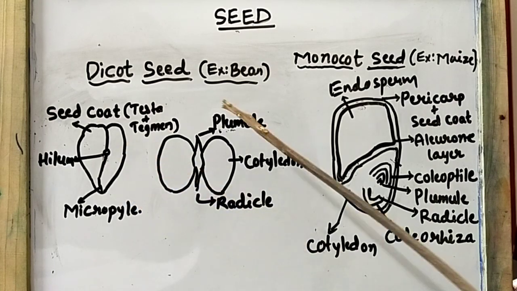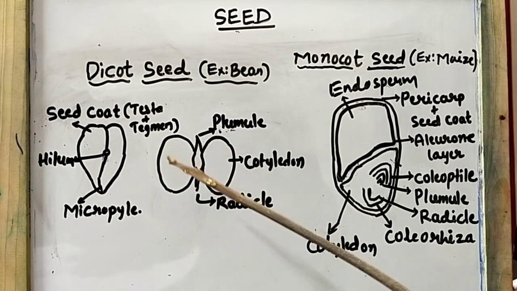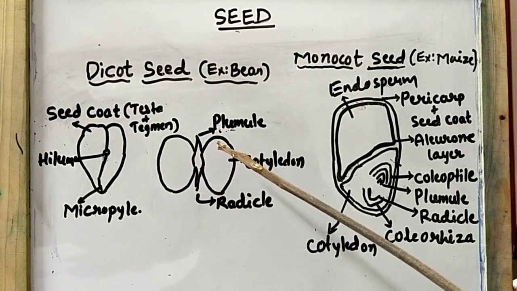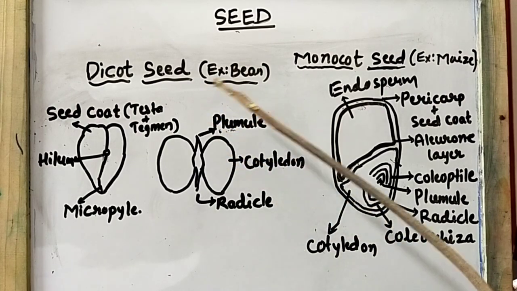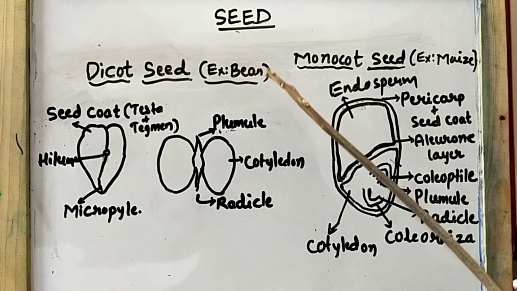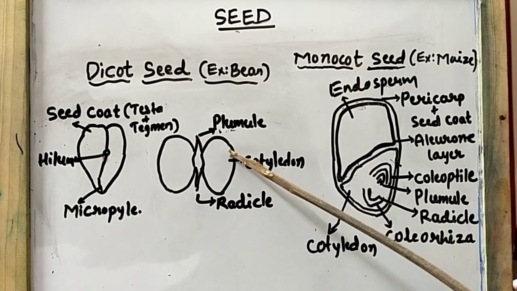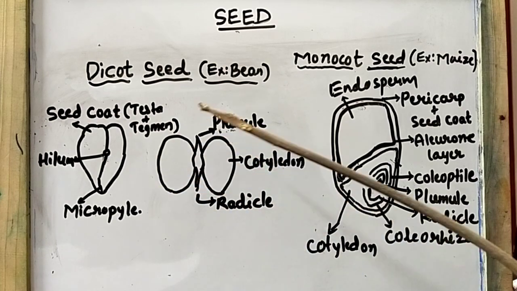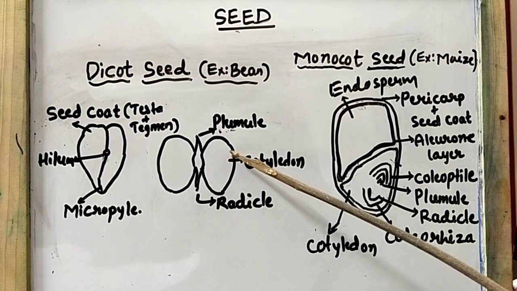Understood? What you are seeing here are the two cotyledons, present in this seed because it is a dicot seed. You are studying about bean. Here we are seeing two cotyledons: this is the first and this is the second.